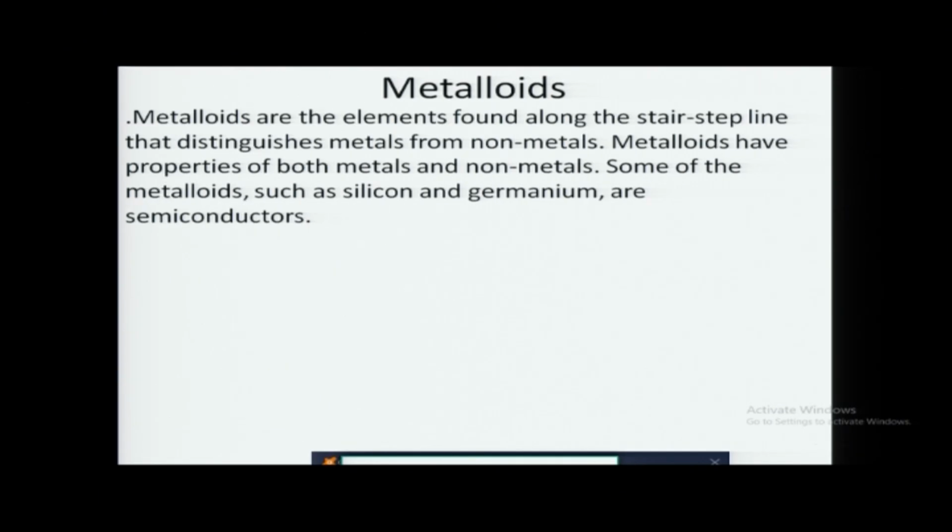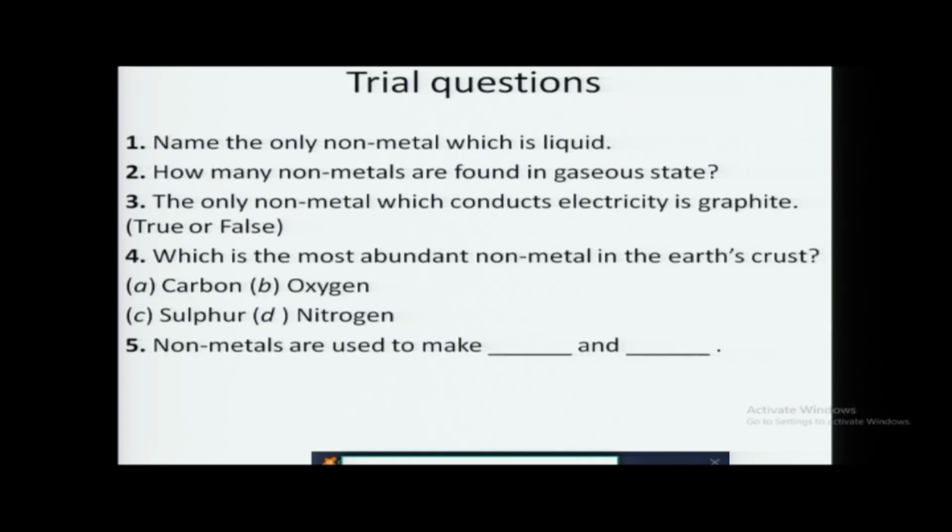So the metalloids, these are their characteristics. They are elements found in the middle. They take sometimes the characteristics of metals and sometimes the characteristics of nonmetals, depending on the element they have reacted with. So metalloids have got properties of both metals and nonmetals. Some of the metalloids, such as silicon and germanium, are semiconductors of electricity.